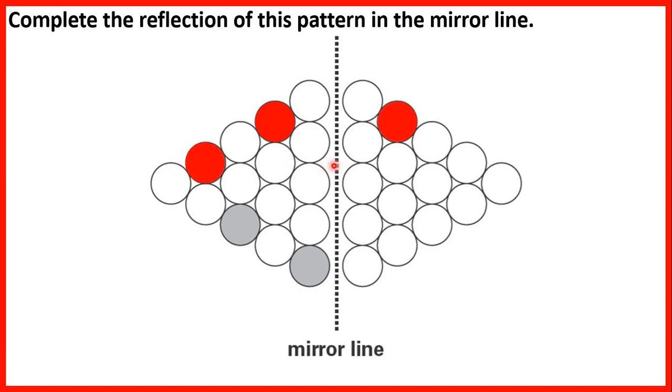For this circle, we go across 1, 2, 3 and then shade. So in the other direction, we go across 1, 2, 3 and then shade. Here we go across 1, 2 and then shade. So we go across 1, 2 and then shade. And then here it's the first circle, so it will be the first circle on the other side, and we have our reflection.